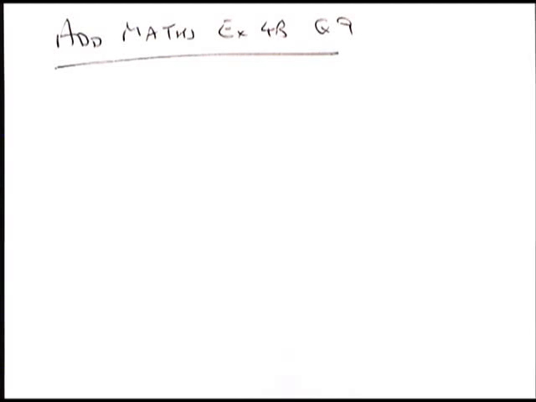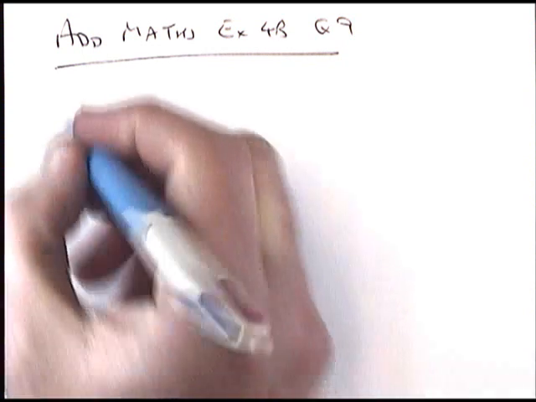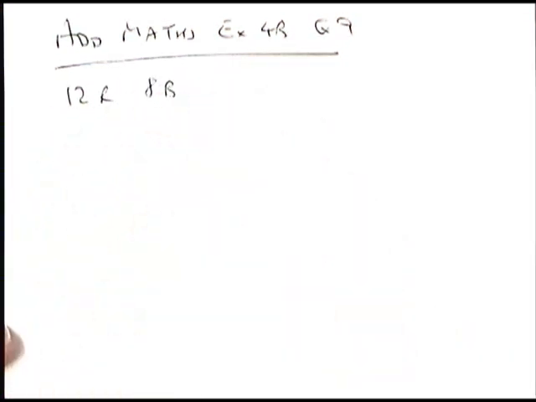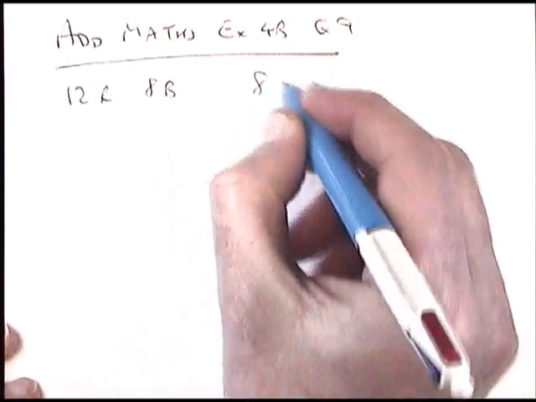This is AddMaths exercise 4B question 9. A bag contains 12 red and 8 blue balls, 12 red and 8 blue balls that are identical except for their colour. A ball is chosen from the bag, its colour is noted, and then it is replaced. 8 balls are chosen.